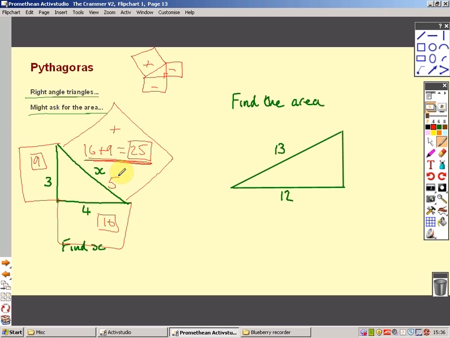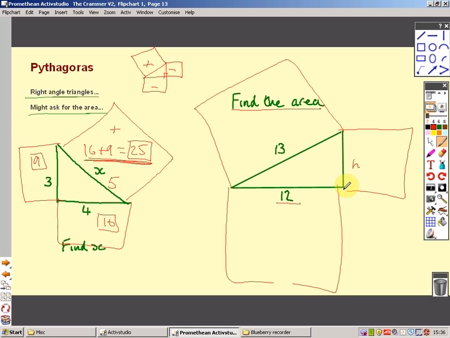Okay, finding the area of this triangle here is slightly different. To find the area, I need to do the base times the height. I haven't been given the height. I have got the hypotenuse here though. So again, this is looking like a Pythagoras question. I'm going to draw on something resembling some squares there.